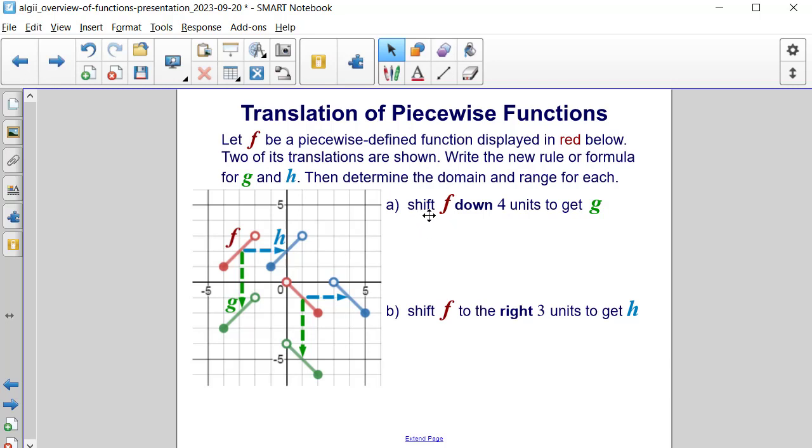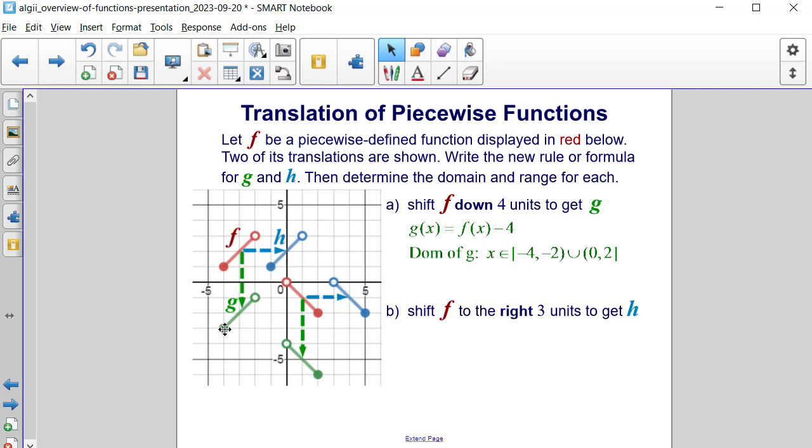So we'll begin by shifting f down 4 units to get g. Notice we go 1, 2, 3, 4 down for all points. Therefore, g of x will be f of x minus 4. And now the domain for g of x will end up being from -4 to -2. -4 is included, but -2 is not, in union with 0 to +2, where +2 is included.